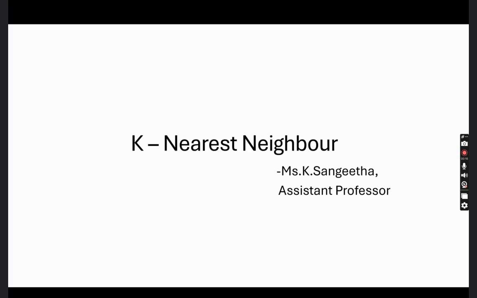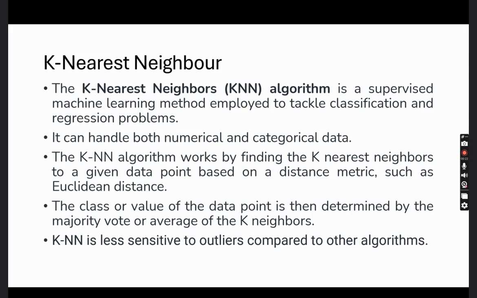In this video, we are going to see about the K nearest neighbor algorithm. K nearest neighbor, which is the KNN algorithm, is a supervised machine learning method which is used for solving both classification and regression problems. It is used to handle both numerical and categorical data.